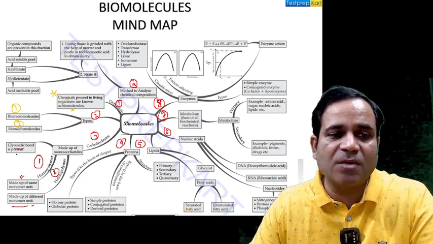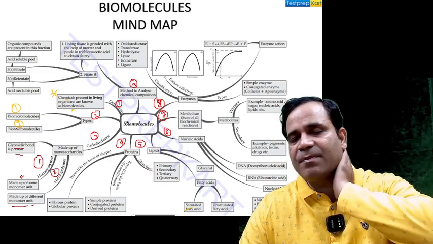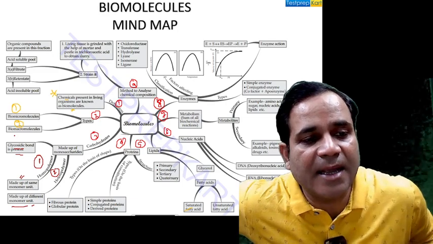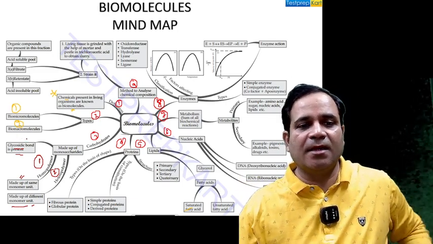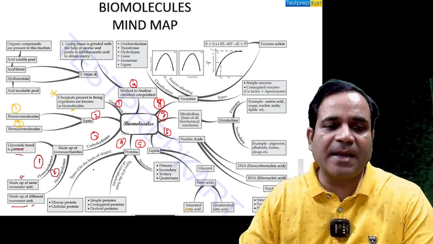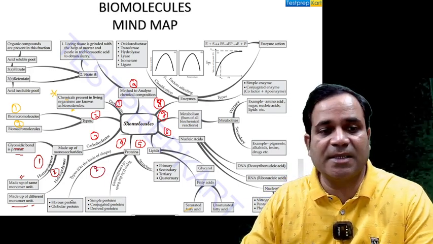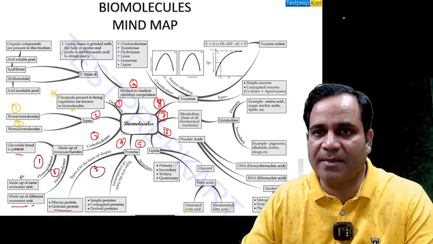So here the glycosidic bond is present. If anybody asks you which type of bond is basically present in monosaccharides, what do you say? Glycosidic bond, my dear. Now it is time to know the types on the basis of their shape. They are two: one is what? Fibrous protein and globular protein. So this one is the fibrous protein.